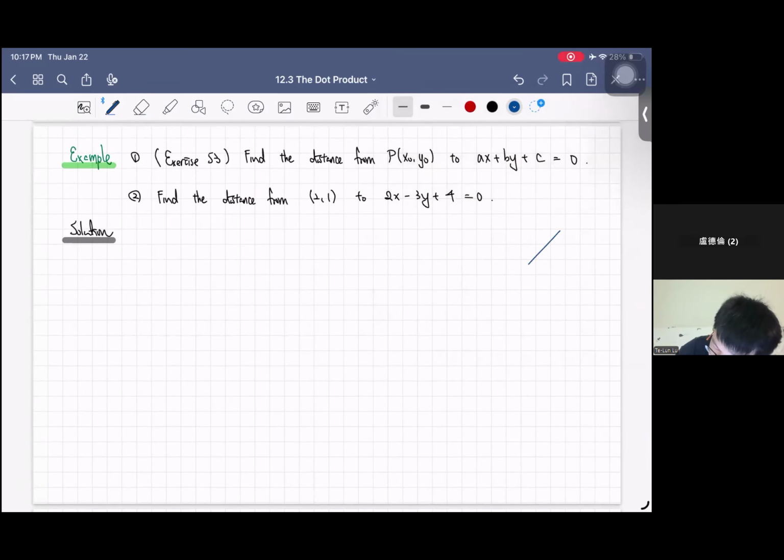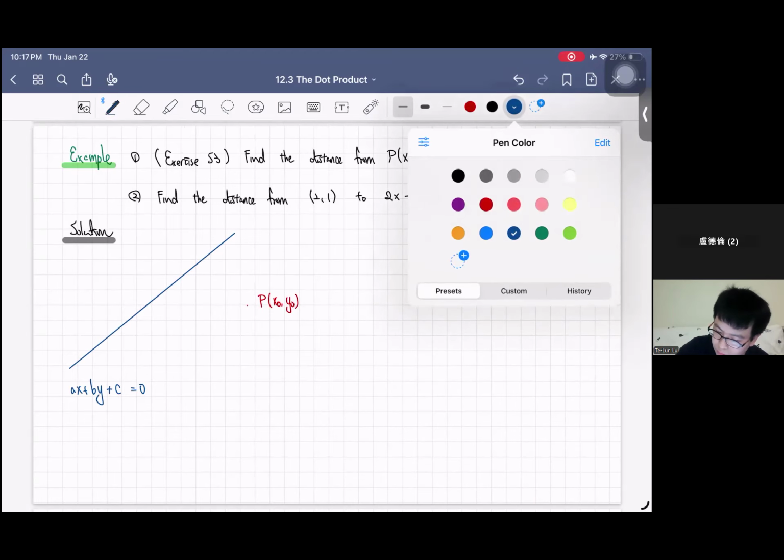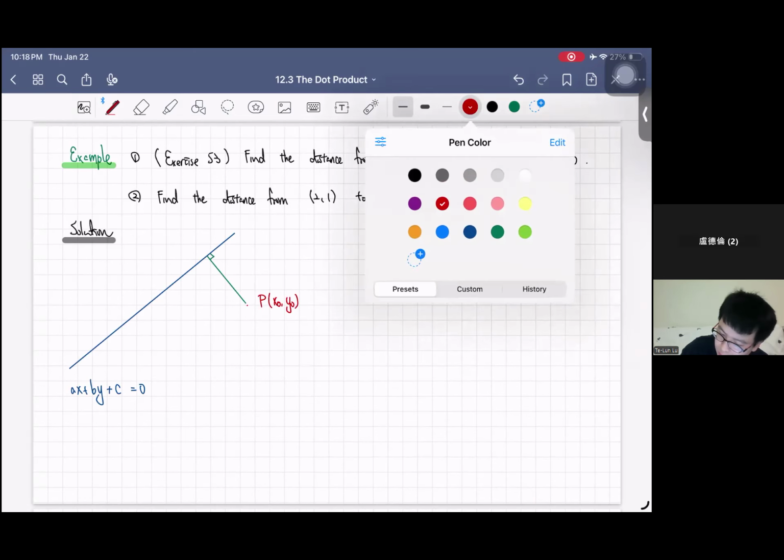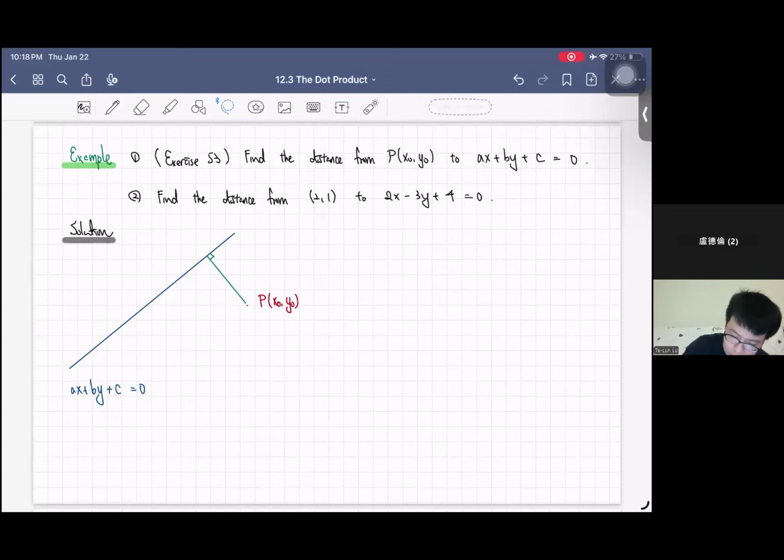If you have a line given here, which is ax plus by plus c equal to 0, actually, let me draw it larger because I want to prove it. And here you get some point P (x naught, y naught). This also works in three dimensions, but I'll first present the two-dimensional case. So the distance is basically, if you draw an orthogonal line here, then this is what we are looking for.